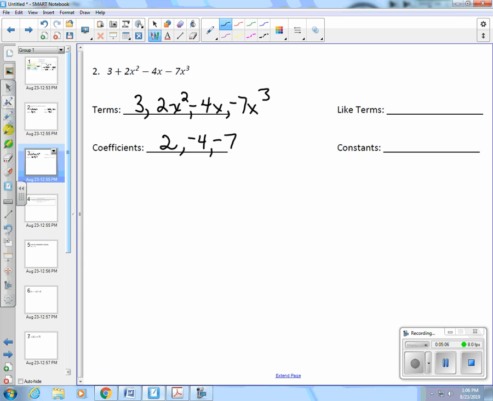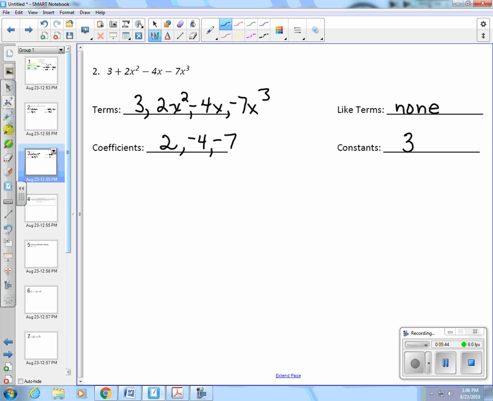The like terms, well, are there any numbers or any other terms like 3? No. Are there any other terms that have an x squared on them besides the 2x squared? No. Any other terms with just an x? No. Any other terms with just an x cubed? No. So there are no like terms. You can just write the word none there. Constants, there is a 3, and that's the only constant that there is.